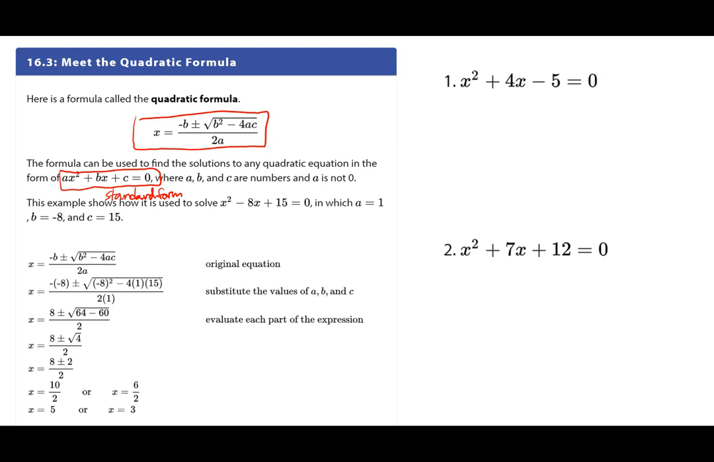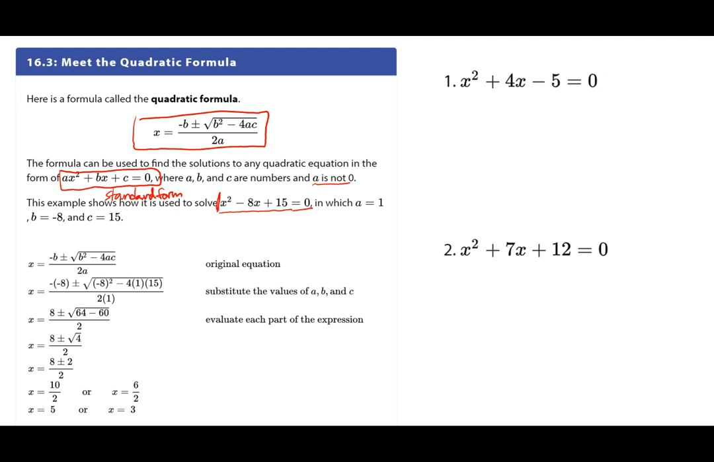Remember that if a were 0, and we just had bx plus c equals 0, that would be a linear function. So with quadratics, we're always working with a not being equal to 0, so that we actually have an x squared term. Okay, so this example below is going to show how we can use that quadratic formula in order to find solutions. So we have x squared minus 8x plus 15 equals 0.